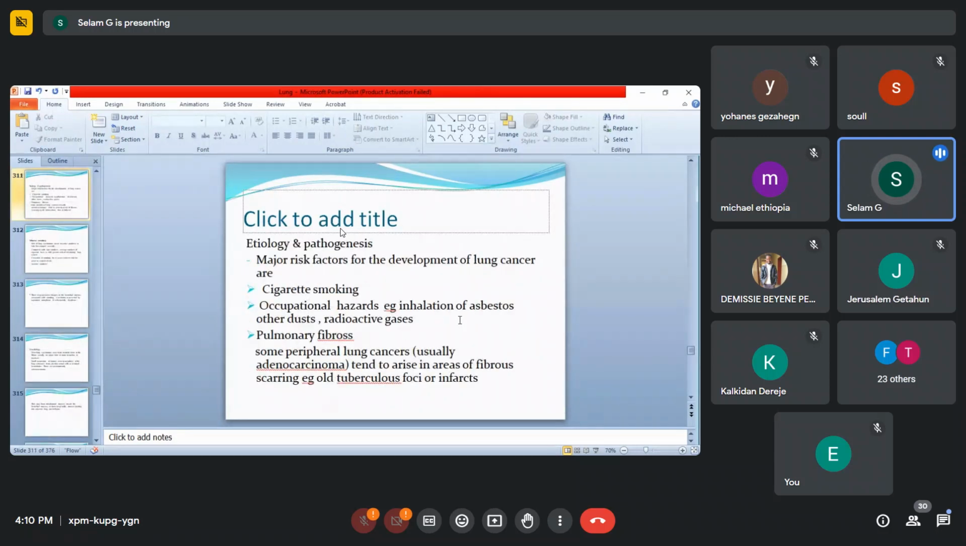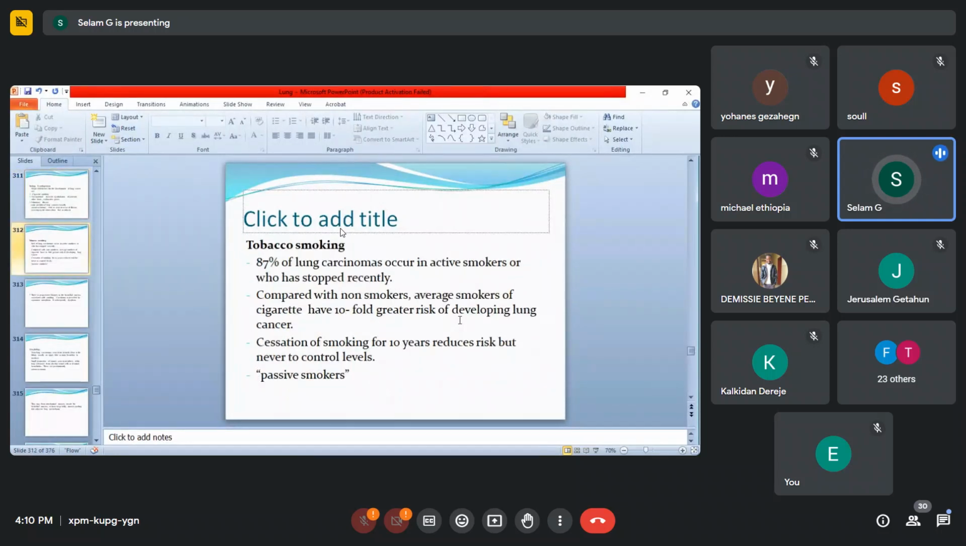Etiology: major risk factors for the development of lung cancer are cigarette smoking, occupational hazards like inhalation of asbestos or other dusty radioactive agents, pulmonary fibrosis, and peripheral lung cancers. Usually adenocarcinoma tends to arise in areas of fibrous scar like old TB foci or infarcts. Tobacco smoking has been incriminated not only in lung cancer but in most carcinomas occurring in human beings, like pancreas, GI, larynx, bladder. So most malignancies are incriminated with the use of tobacco.